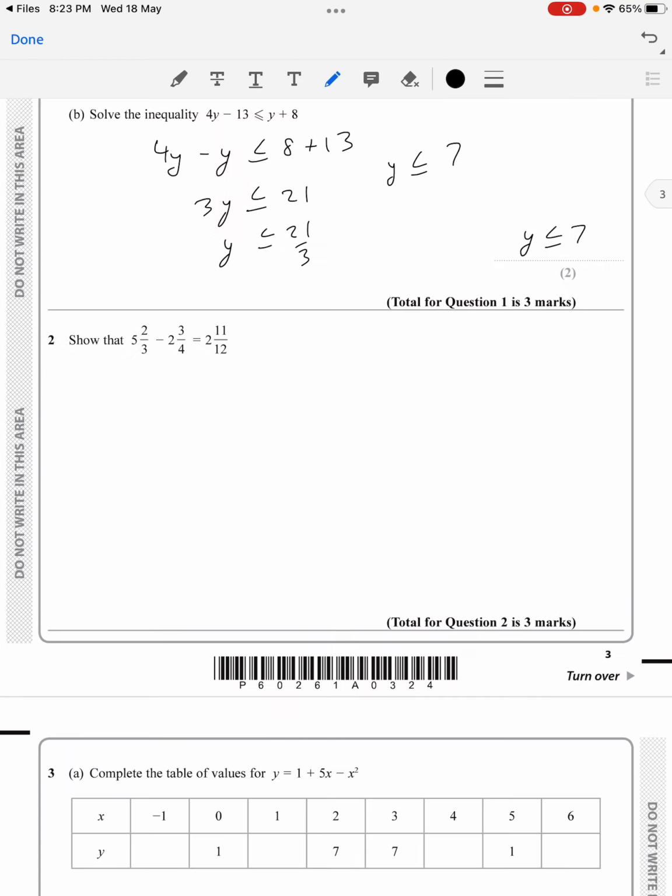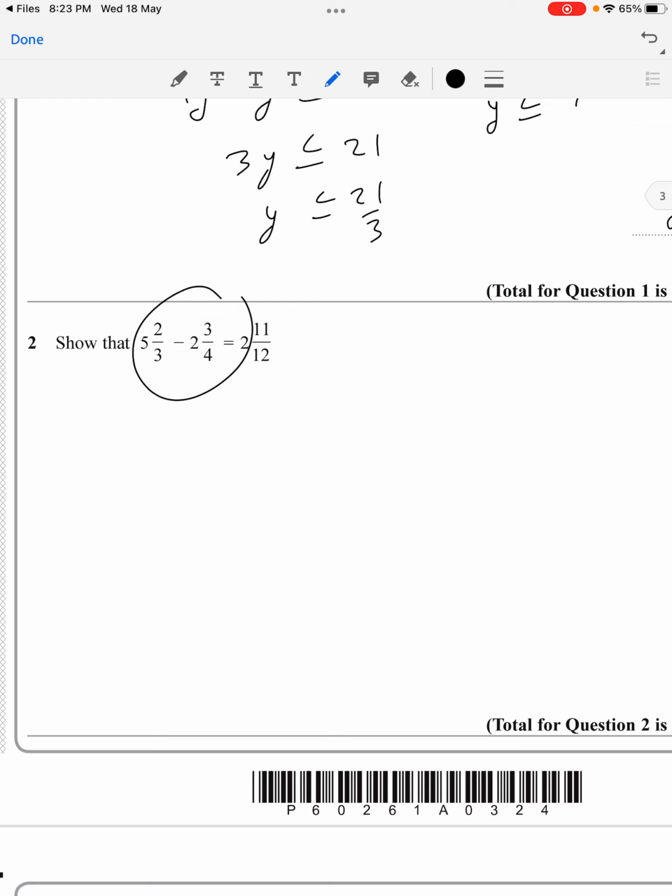This is under basic substitution of mathematics. Show that this subtraction of improper fractions is equal to 2 11/12. In order to do this, you have to understand how to solve this type of question. You're going to put 5 times 3 plus 2, 17 by 3, subtract 8 plus 3, 11 by 4. Now you're just going to cross multiply, or you could just put it in your calculator, or preferably if you want to show the steps, that would be great.